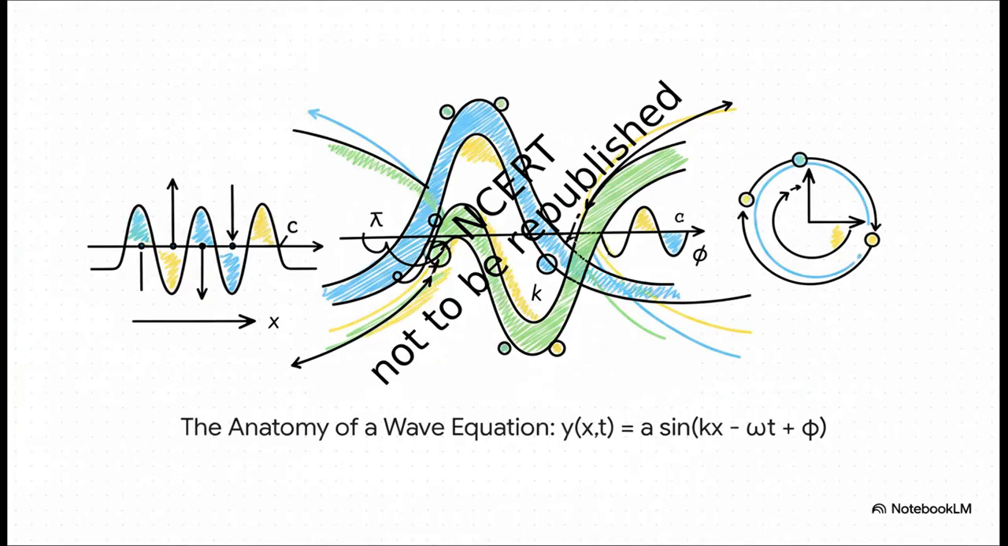So this is the big one. This equation is like the heart of the chapter. It might look a bit intimidating, but all it really does is tell you the height or y of any part of the wave at any moment in time. You give it an x, where you are in the wave, and a t, what time it is, and boom, it tells you the displacement. Let's unpack what all those letters mean.